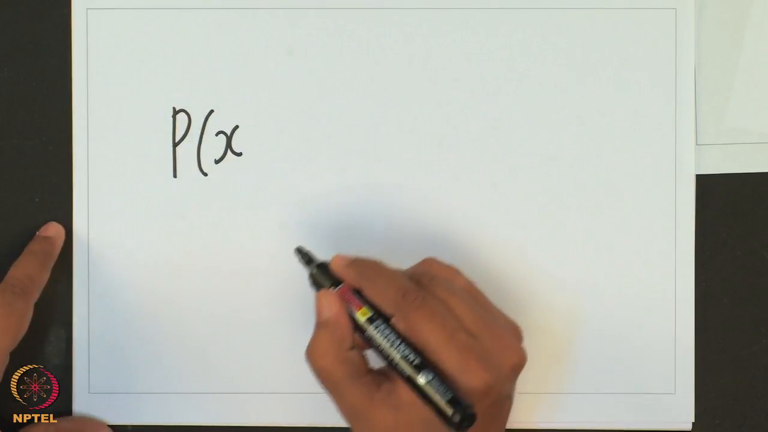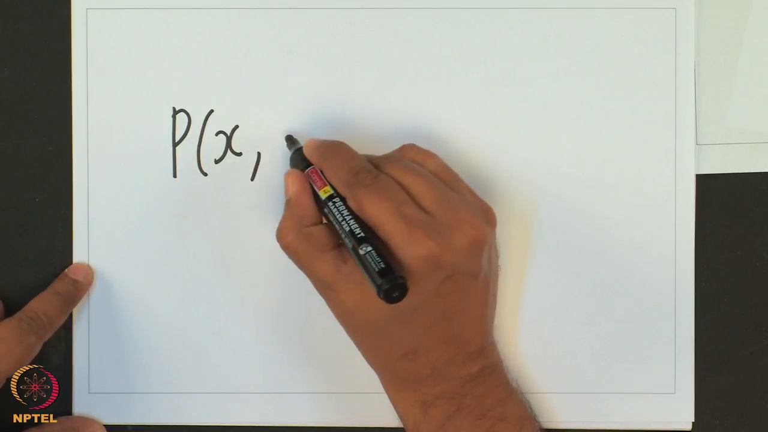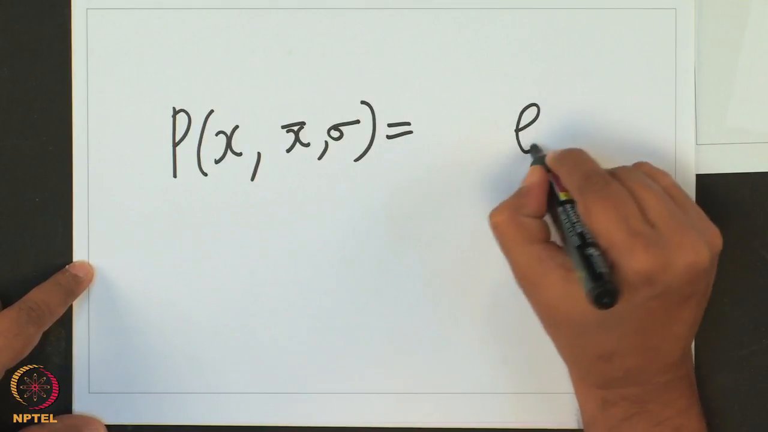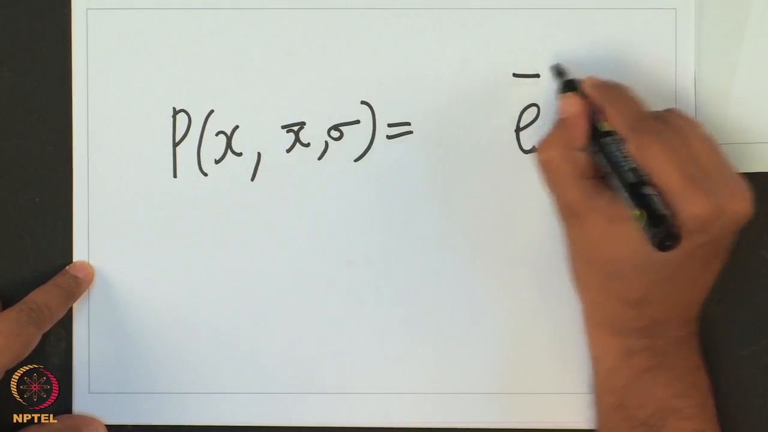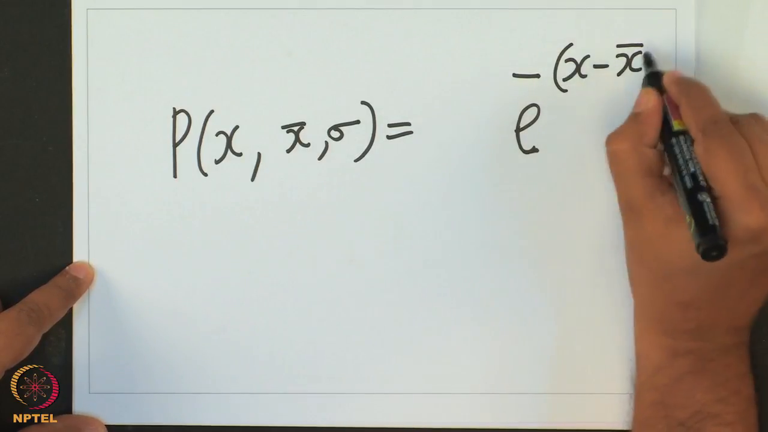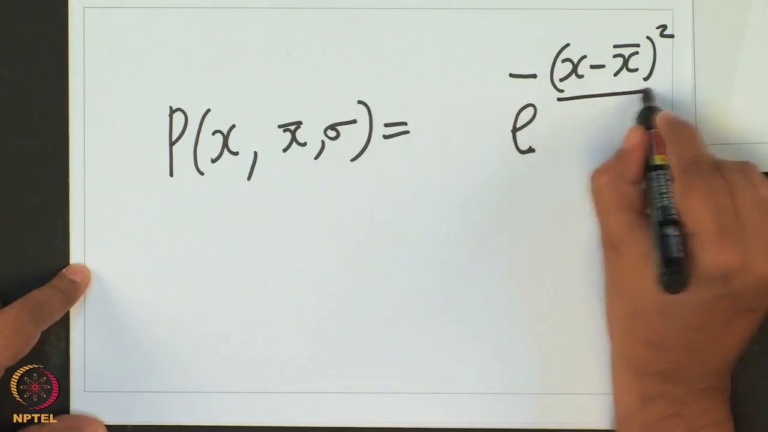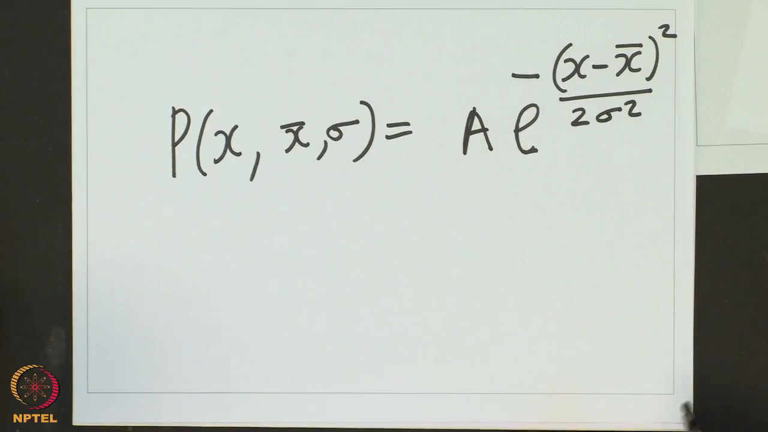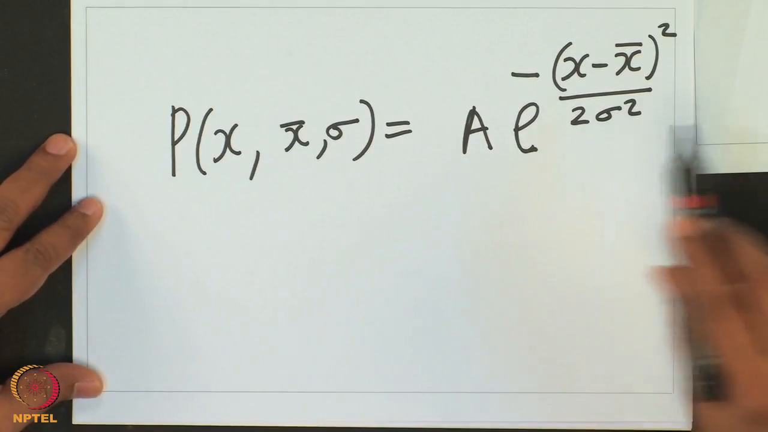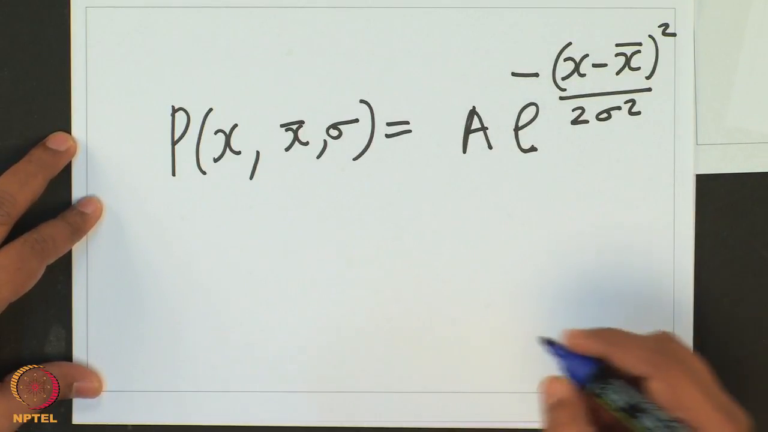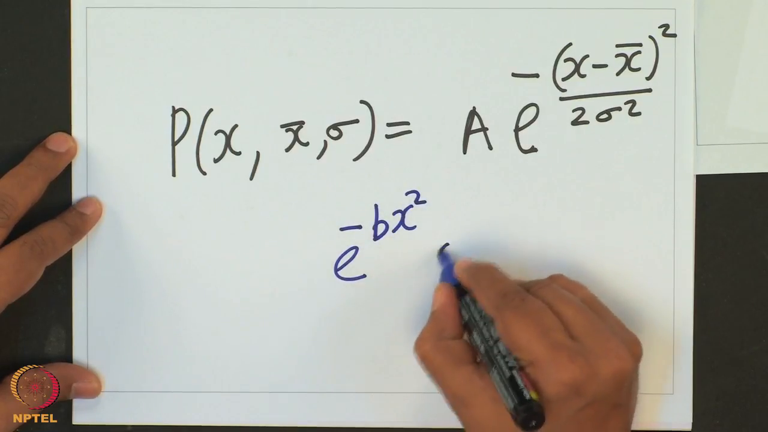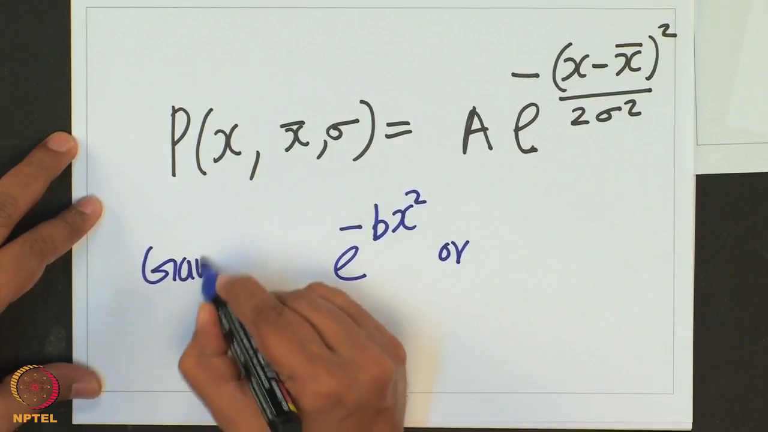P of x, the probability to have any value around x given an x bar and a sigma, is a normal distribution, a Gaussian function. So, e power minus (x minus x bar) whole square divided by 2 sigma square, times some constant a. So, this is the mathematical form. This is a normal distribution. The typical normal distribution is e power minus b x square, so this is the Gaussian function.